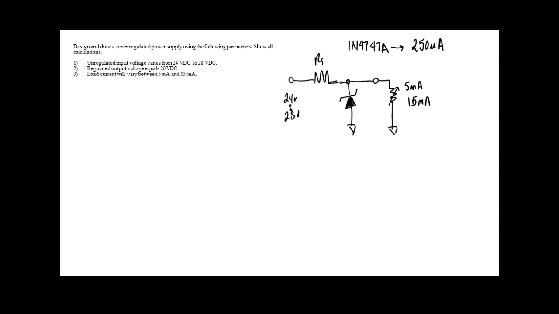Okay, so now what's the first thing we need to do? Well, we have to figure out what that resistor is going to drop. So this is a 20 volt zener.